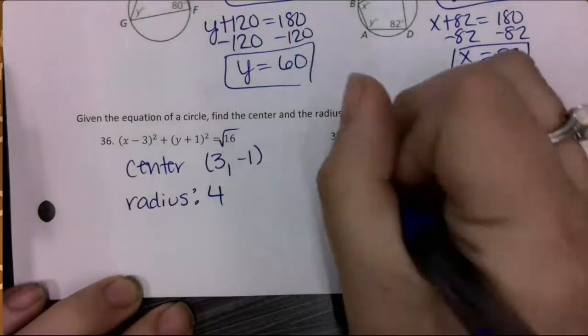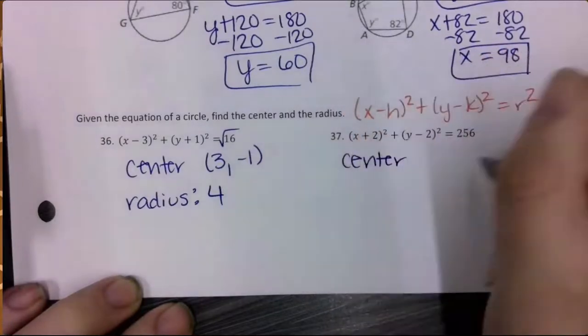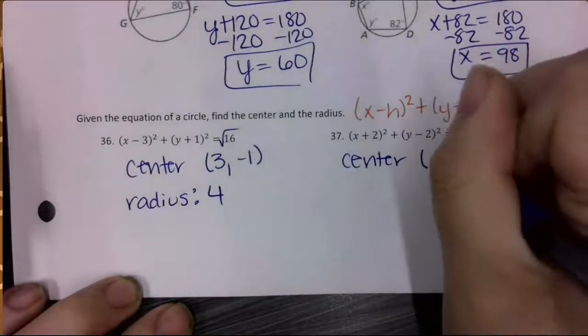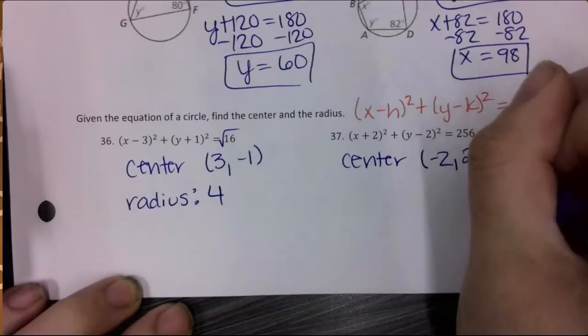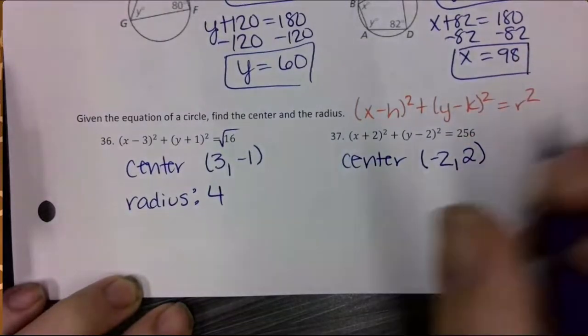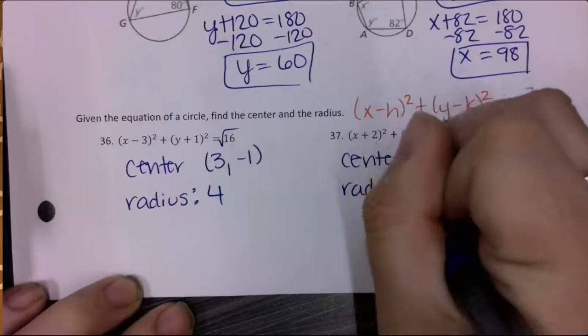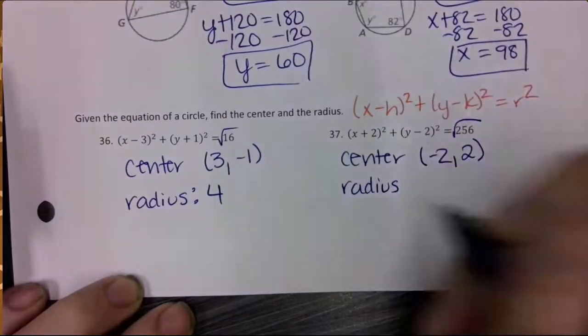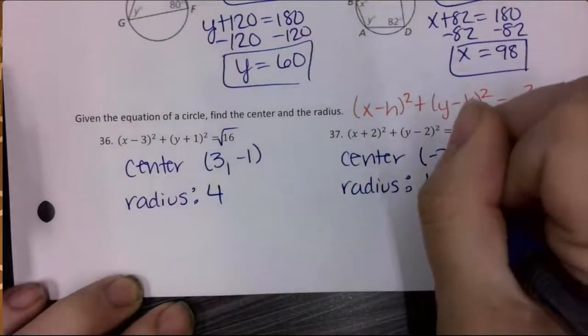Same thing for number 37. My center is opposite the signs. So instead of being a positive 2, it's going to be a negative 2. And instead of a negative 2, it's a positive 2. My radius is the square root of the end number, which the square root of 256 is 16.